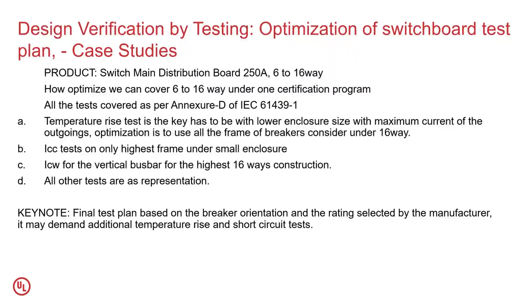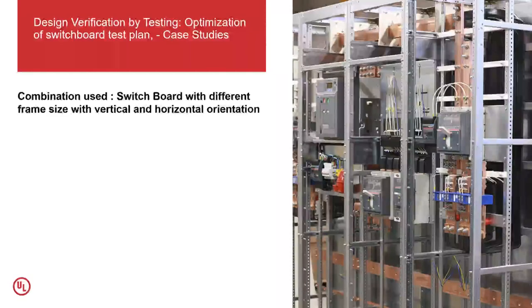It means if you want to cover from 4 to 16 way, you have to sit with UL. We can generate an optimized test plan based on your construction and the number and type of breakers you are going to use. Refer to this in the switchboard: different frame size with orientation of vertical and horizontal, used by the manufacturer, definitely possible with UL. We can develop an optimum test plan for the manufacturers.